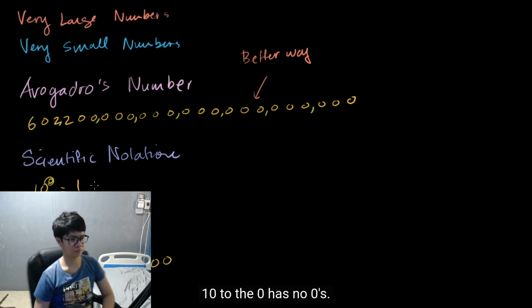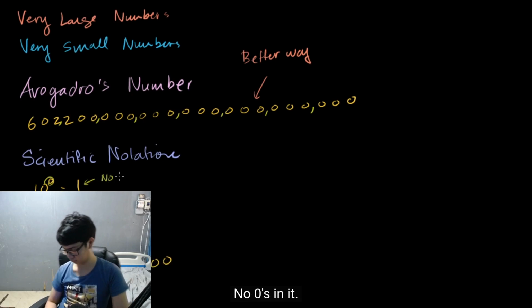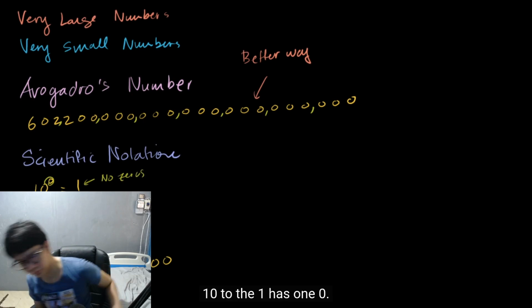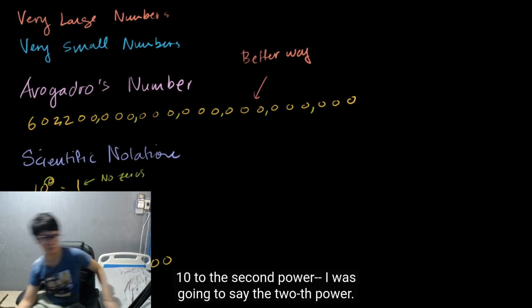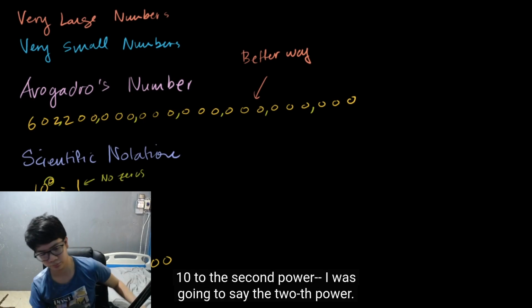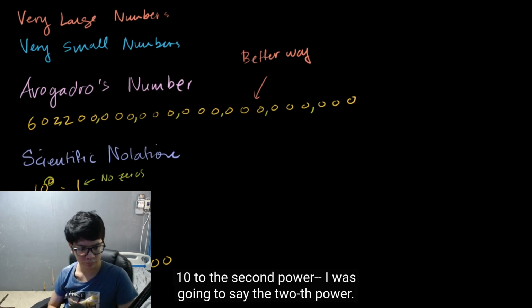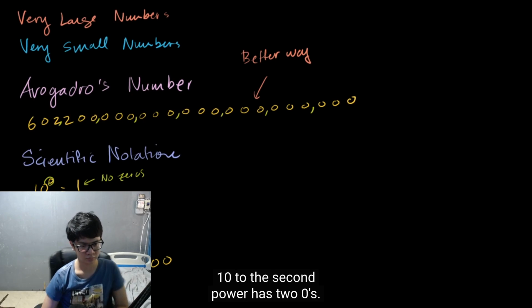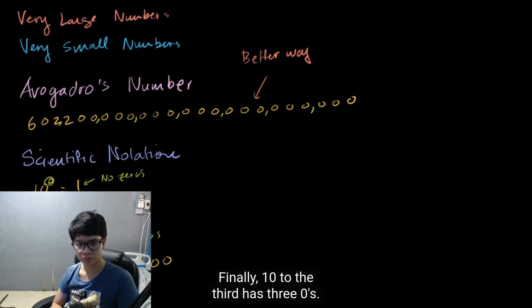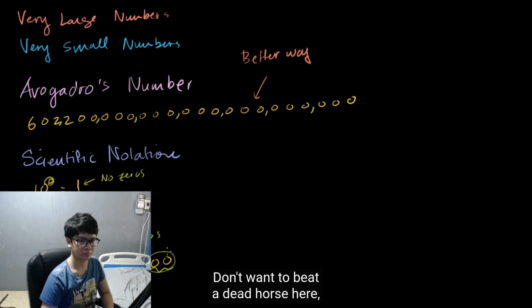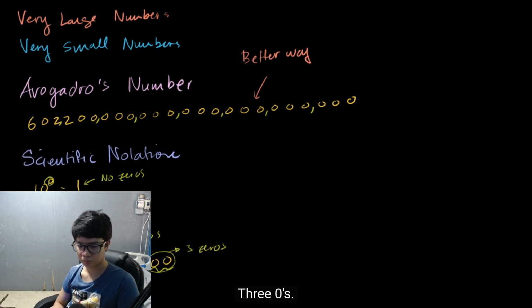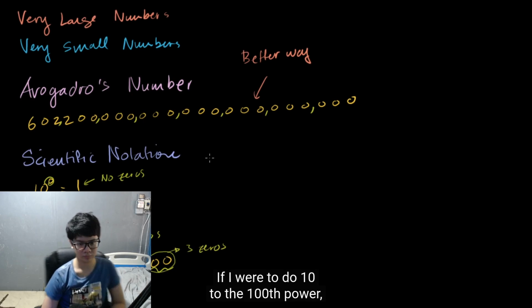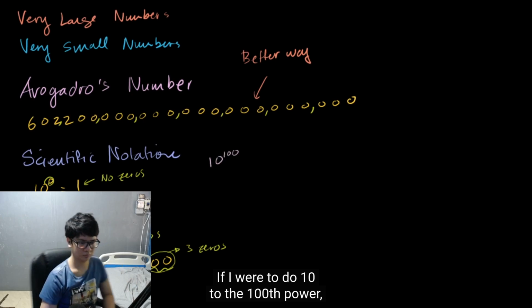10 to the 0 has no zeros. 10 to the 1 has 1 zero. 10 to the second power has 2 zeros. Finally, 10 to the third has 3 zeros. I don't want to beat a dead horse here, but I think you get the idea. If I were to do 10 to the 100th power, what would that look like?